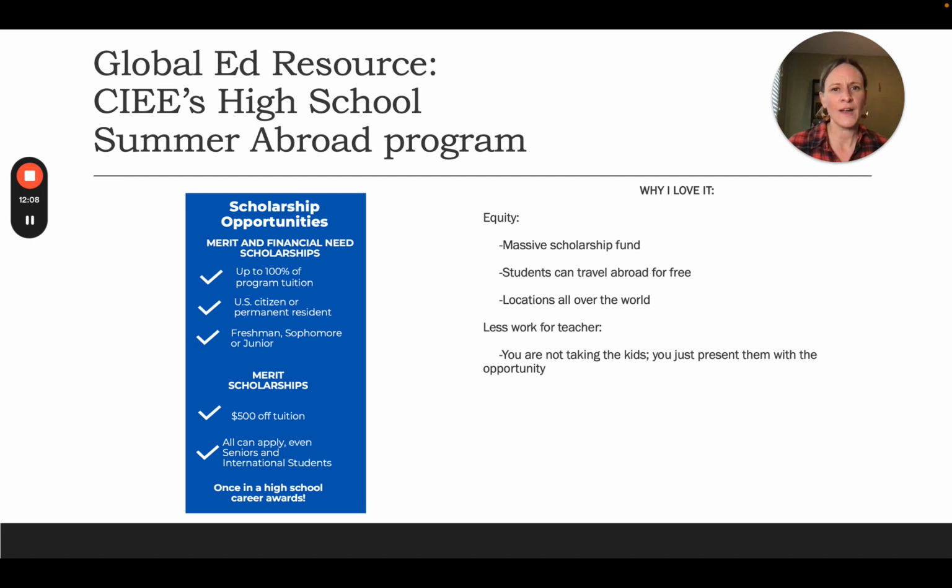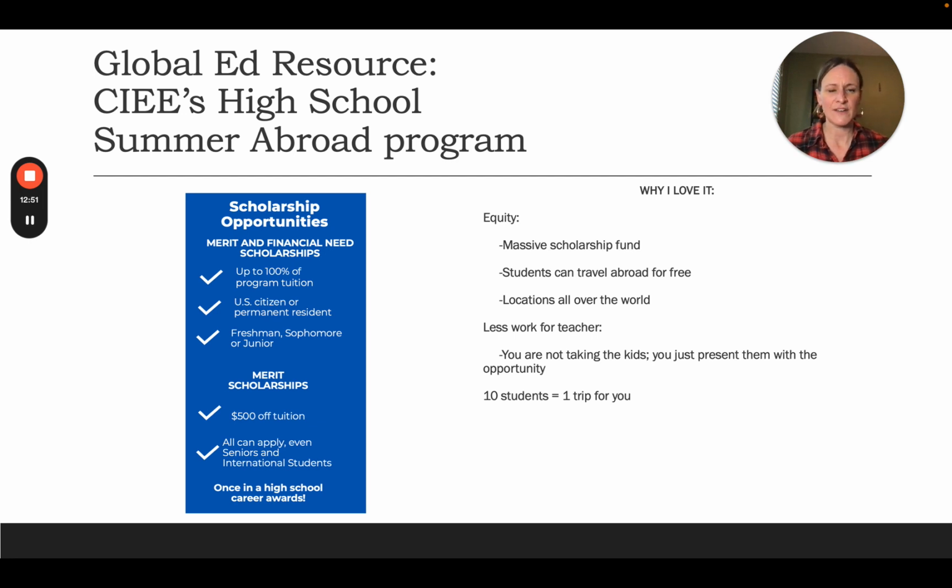This is also a program that creates less work for the teacher. If you are a world language teacher who has brought kids abroad, like I have, you know that it is so rewarding and so incredible and special and a lot of work. CIEE's program is different because you're not going with the kids. You present them with the opportunity. You might want to support them through their application process and the essays that they have to write for the scholarships. But then they go abroad in the summer for 3 weeks or 4 weeks, and it's all them. You're not going with them.